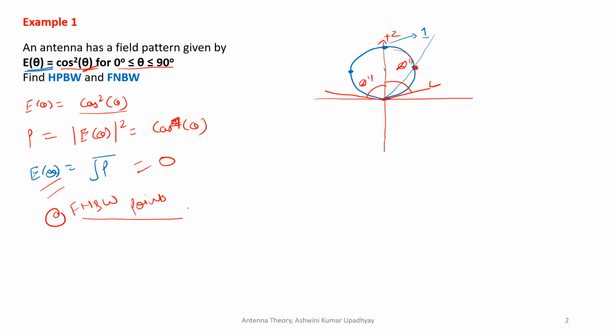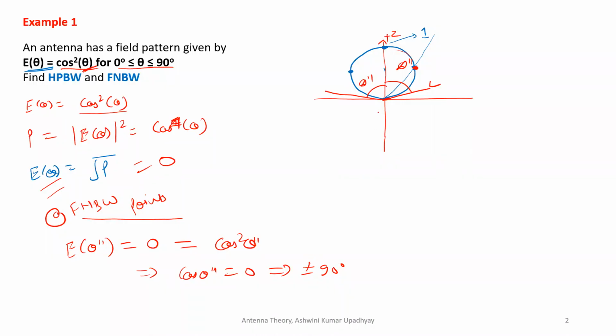So at the FNBW point, E at theta double dash is going to be zero, because it is a null point, the first null point right after the major lobe. If I equate it with the equation, which is cos square theta double dash, from here we will get at what points you get your cos theta as zero. If cos square theta double dash is zero, cos theta double dash is also zero, because the square root of zero is zero. So at what points do you get your nulls, or cos theta as zero? It is plus minus 90 degrees.